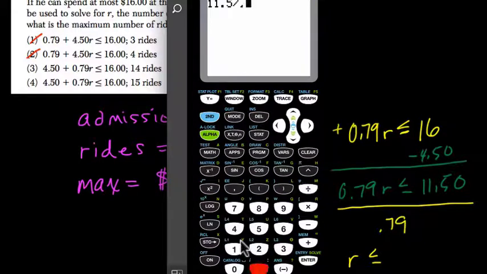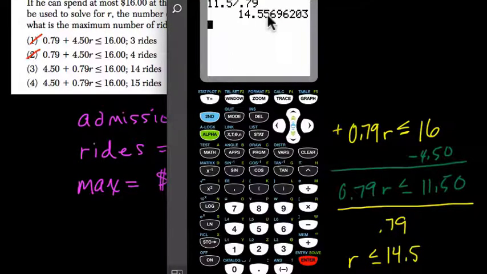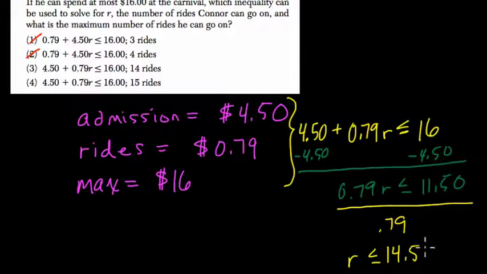So R is less than or equal to about 14.5. In other words, since you can't go on half of a ride, I guess we're assuming you can't, the number of rides that Connor can go on before he goes over his budget is less than or equal to 14.5, and that means 14. You can go on 14 rides, which is choice 3.